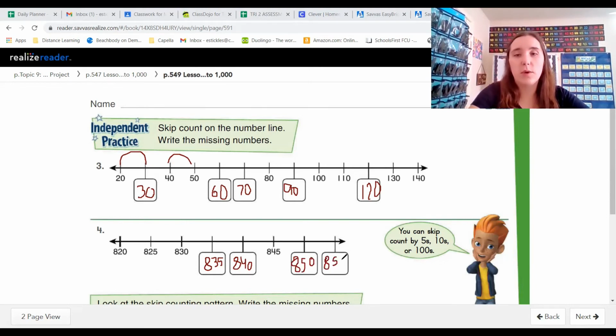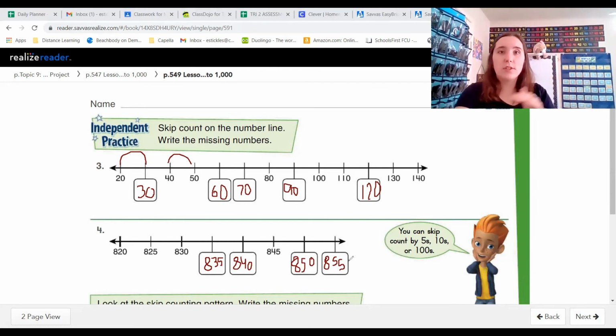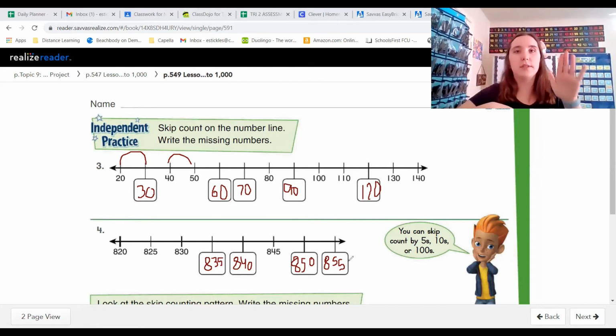And we can double check. We just have to make sure that our 1s are going 0, 5, 0, 5, 0, 5, 0, 5. Whenever you're skip counting by fives, the ones place is going to go 0, 5, 0, 5. Because 5, 10, 15, 20, 25, 30. There's going to be either a 5 or a 0 in the ones place.